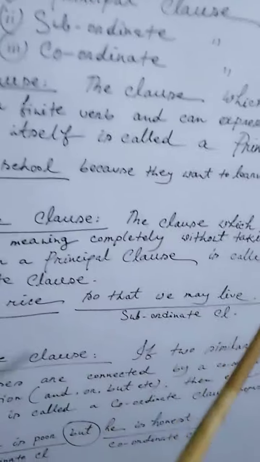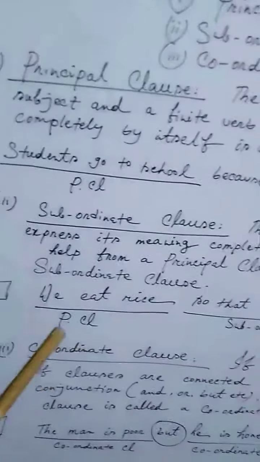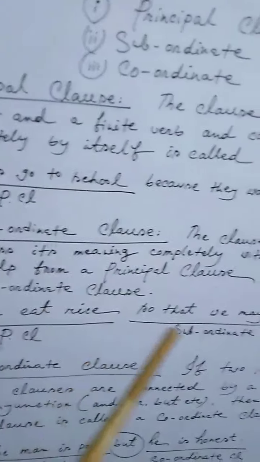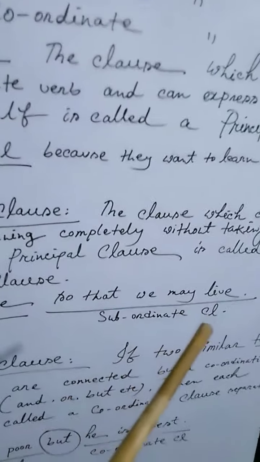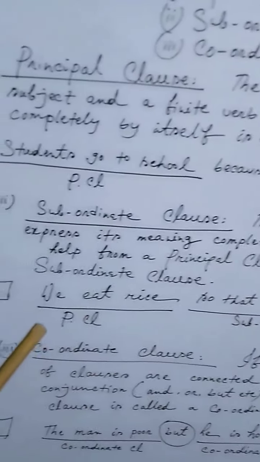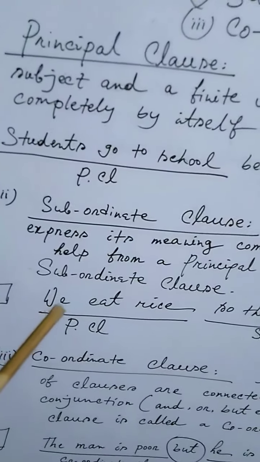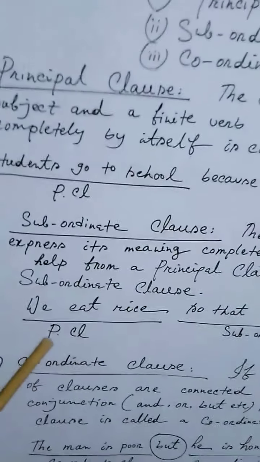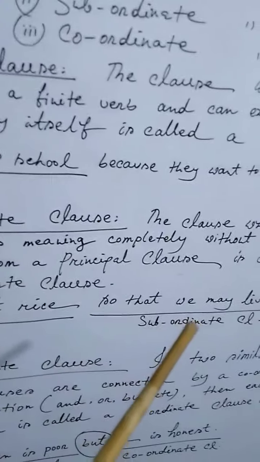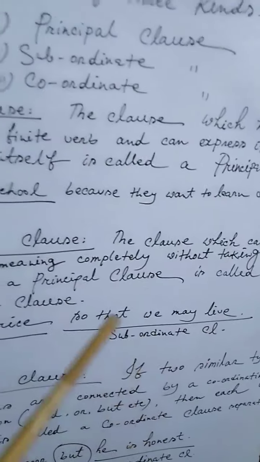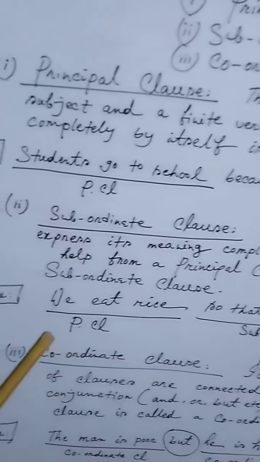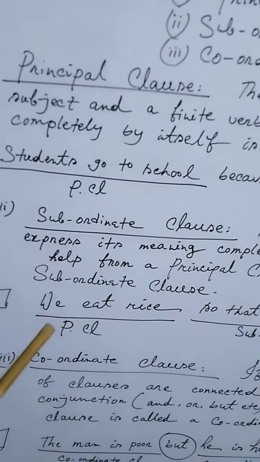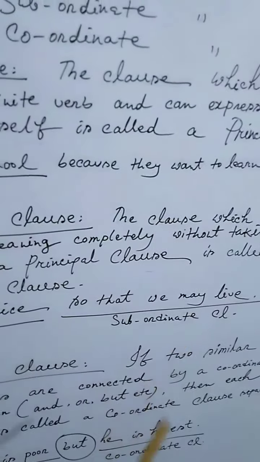But so that we may live, this part can't express its meaning completely without taking help from this part. That's why so that we may live is a subordinate clause, because this part cannot express its meaning completely without taking help from this part. That's why we eat rice is a principal clause. So principal clause helps subordinate clause to express its meaning completely, or in another sense, subordinate clause cannot express its meaning without taking help from the principal clause. So principal clause is an independent clause, but subordinate clause is a dependent clause.